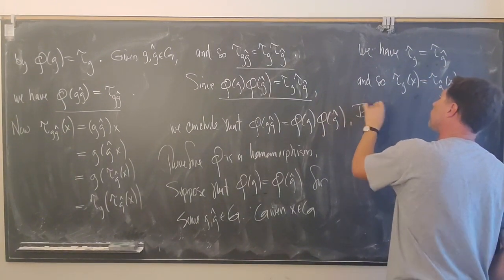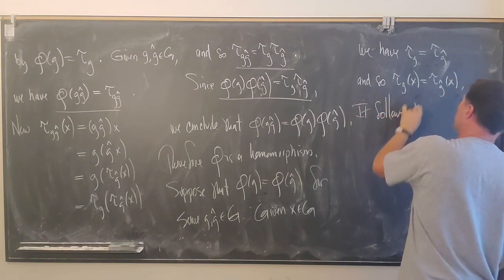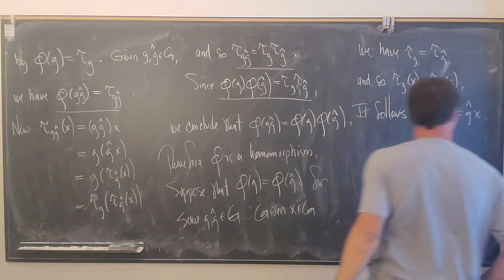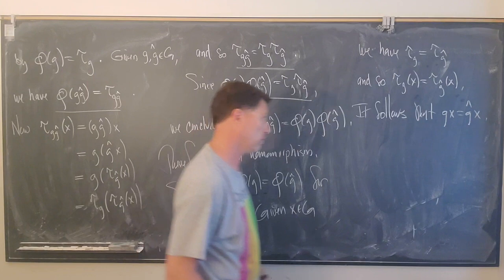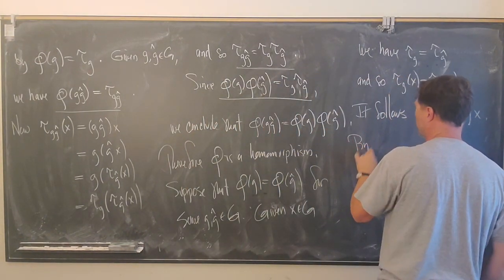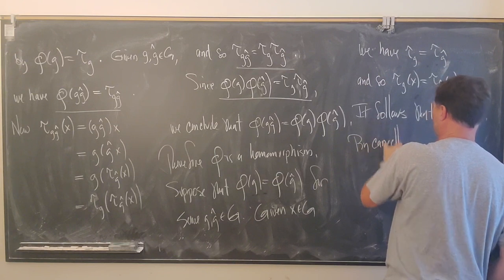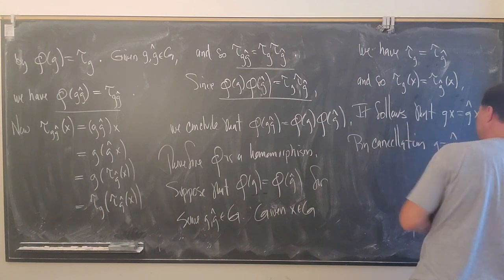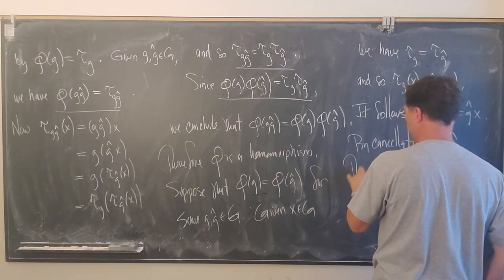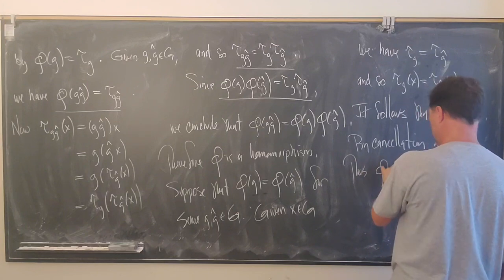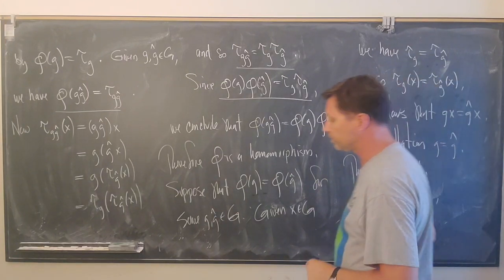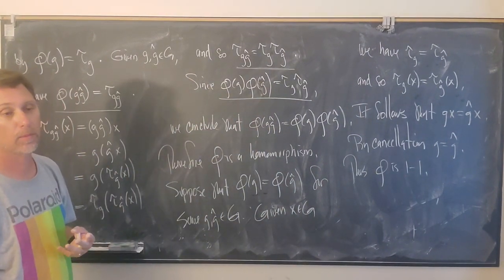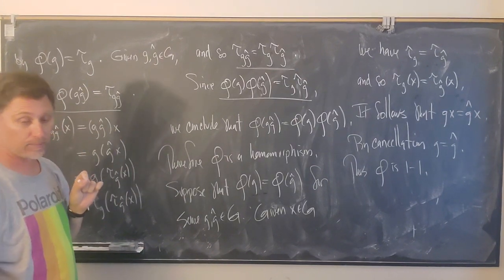Now it follows that gx equals g hat x. And now if we do right-hand cancellation, by cancellation, g equals g hat. Therefore, phi is 1-to-1. Okay, so now we've got a 1-to-1 homomorphism from G into S sub G.